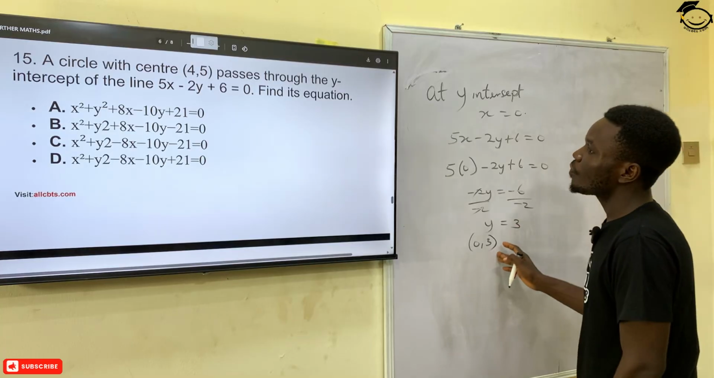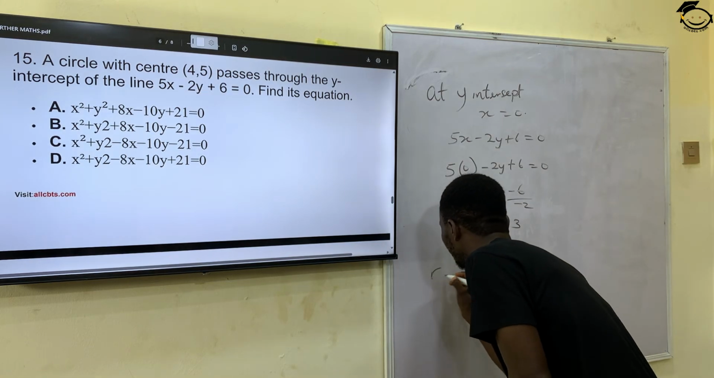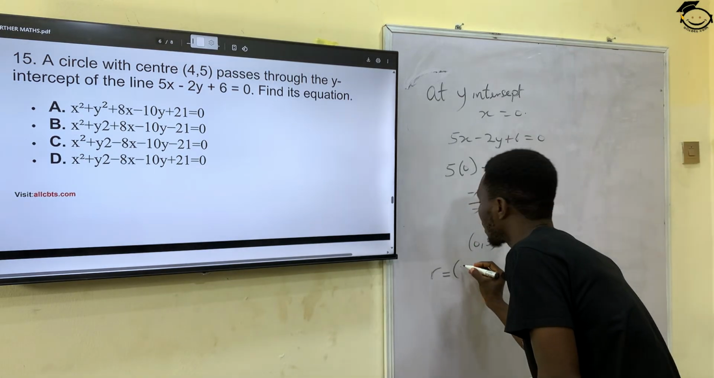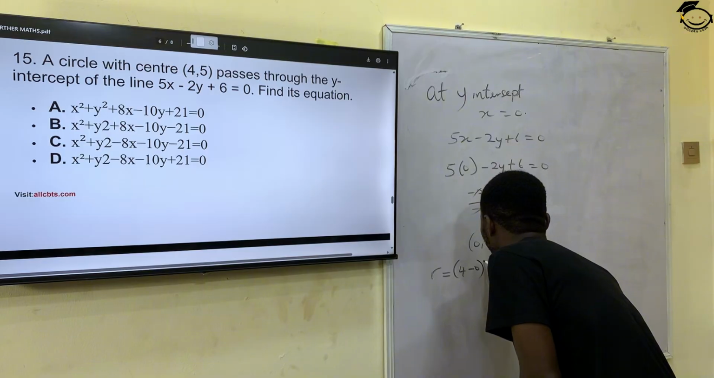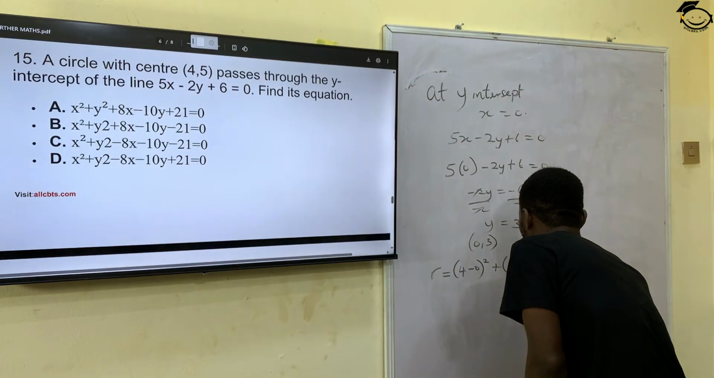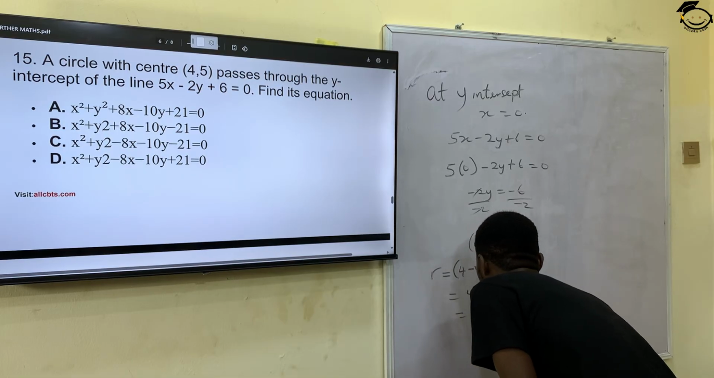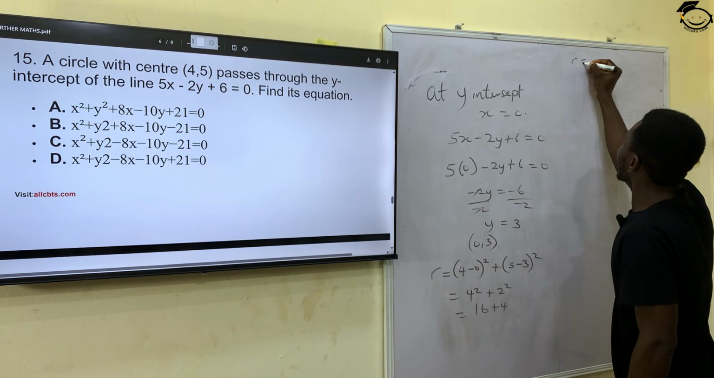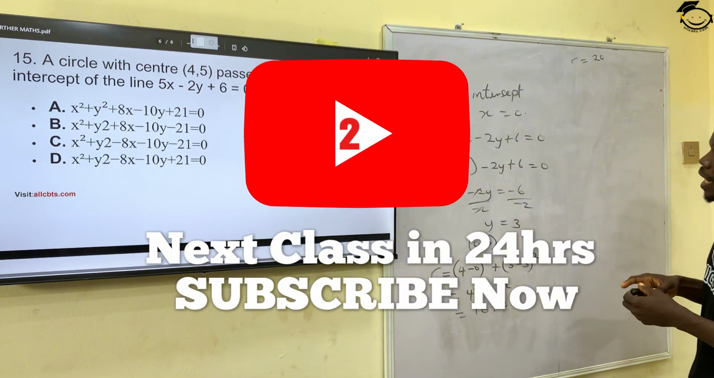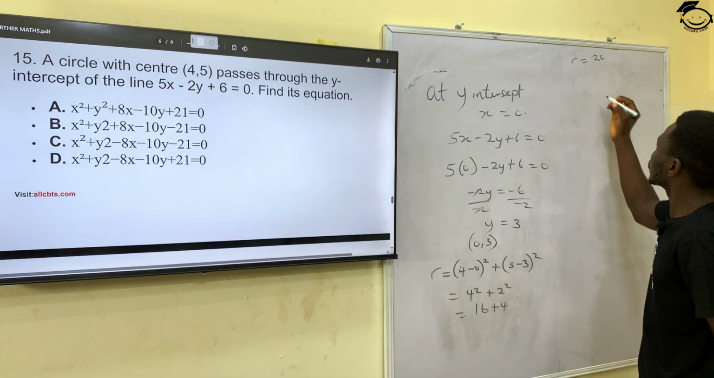So I'm going to use this to find the radius. So how do I find my radius? The radius r is equal to the square root of your center, which is 4 minus 0 squared, plus the other part of the center, which is 5 minus 3 squared. And that will give me 4 squared plus 2 squared, and that will give me 16 plus 4. So my radius squared here is 20. So I will input this into my equation. And how do I put it into the equation? I will input it into the original center form of the equation.